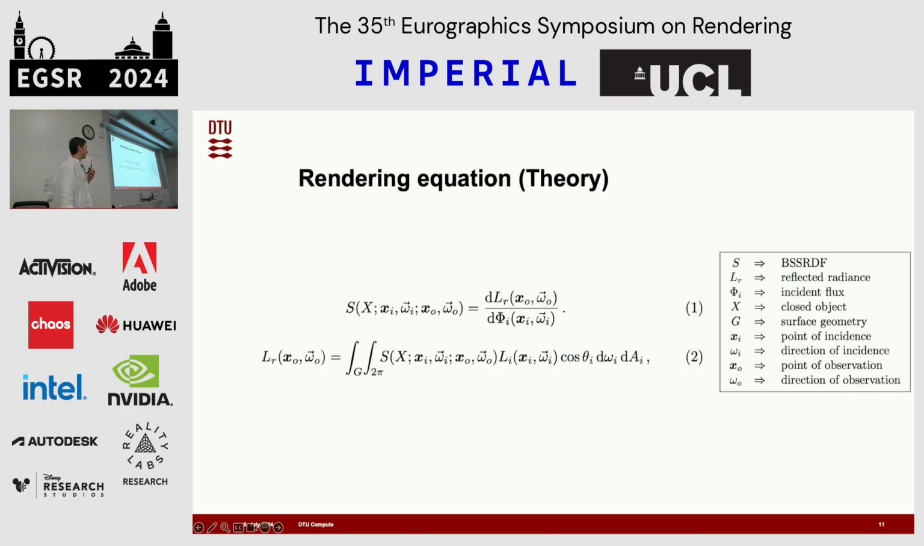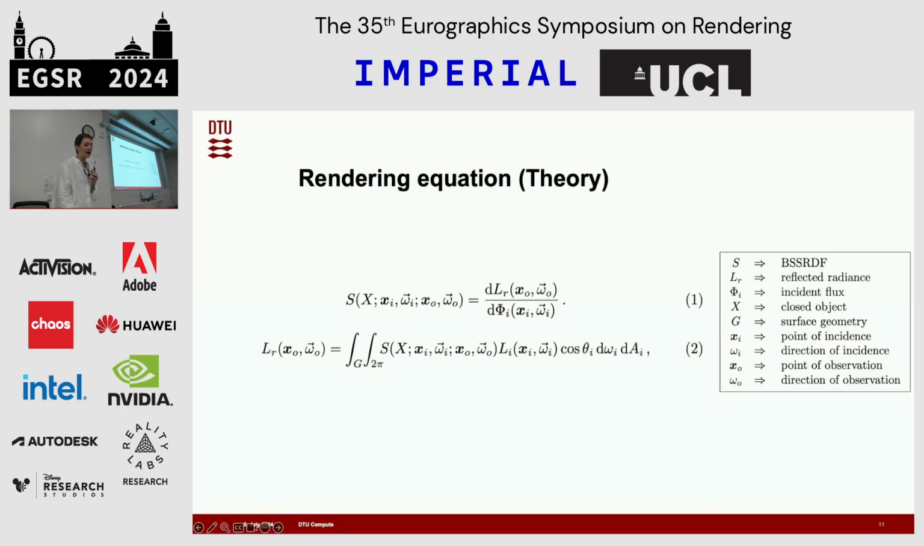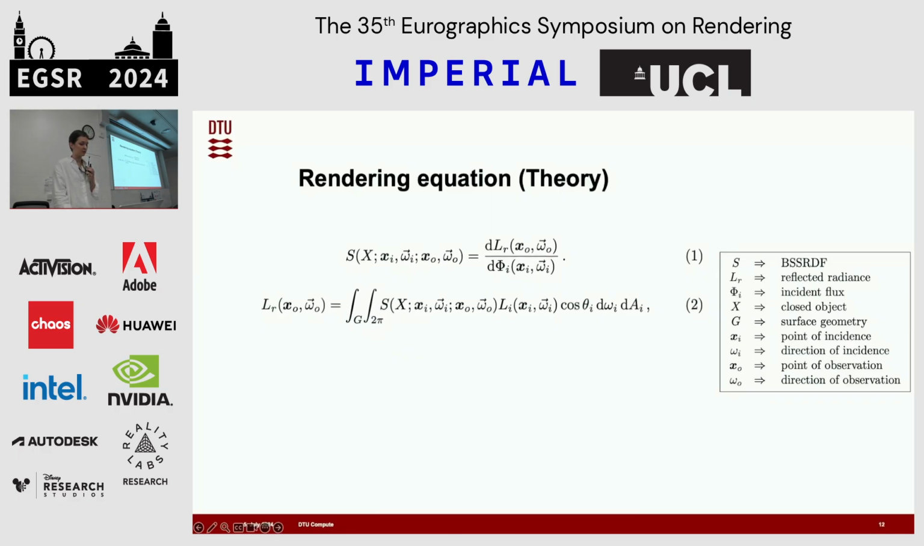So when we calculate outgoing radiance, we do light transport, we solve the light transport equation. There is this BSSRDF function that describes how much radiance is outgoing compared to incoming flux. And then during rendering, we're basically solving the rendering equation. But how does it look from the perspective of Thomson's approximation?